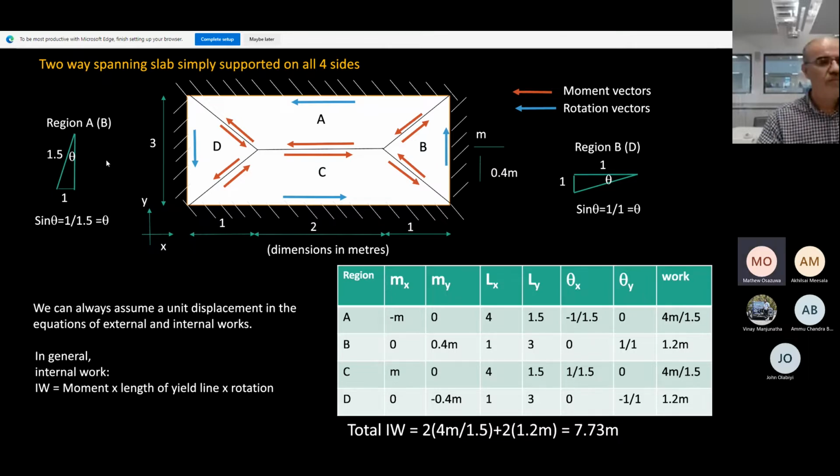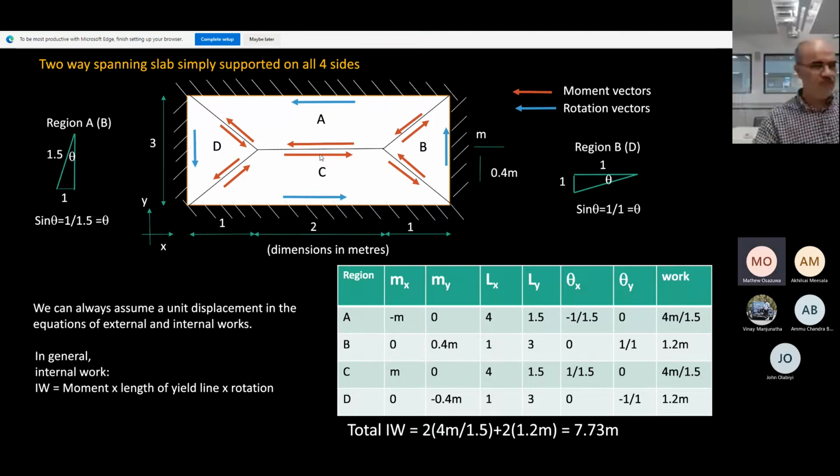Where are we looking at? We are looking at this region here across. We have 1.5, and the displacement in the middle here is 1. And this is the angle of rotation of region A. Remember the rotations are very, very small, so sine theta and theta are the same in radians. So basically theta equals 1 over 1.5, where 1 is the displacement out of plane.